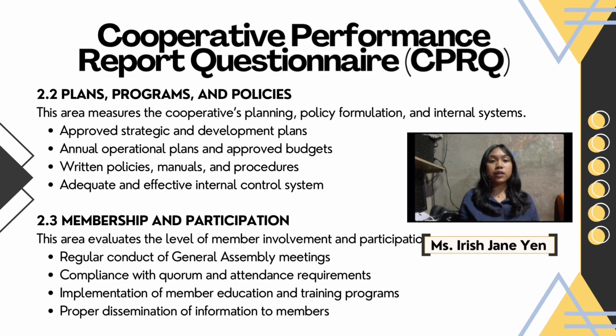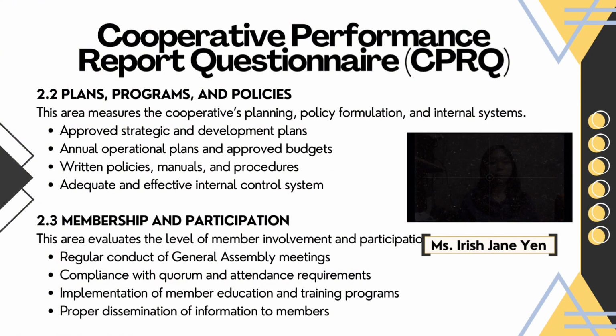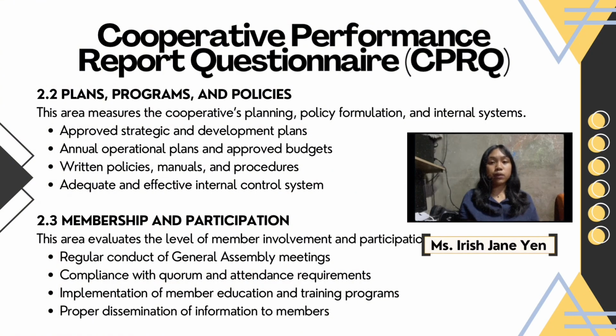Second is membership and participation, which evaluates the level of member involvement in cooperative affairs. Indicators include regular conduct of General Assembly meetings, compliance with quorum and attendance requirements, implementation of member education and training programs, and proper dissemination of information to members. Effective planning supports sustainability, while active membership strengthens transparency and cooperative ownership. Next, we examine the cooperative responsibility to the community and its compliance with the law.